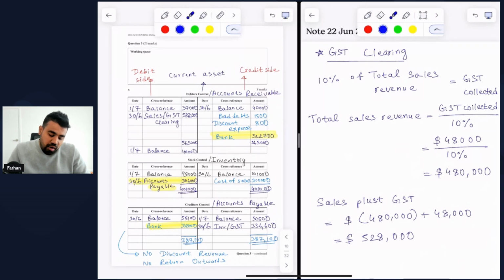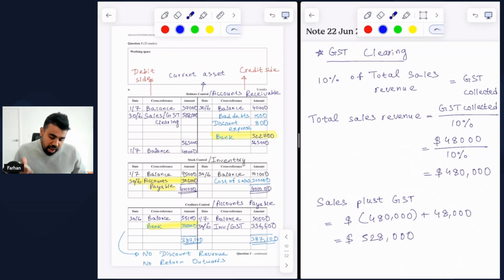you get $522,700, which is the missing figure that we refer to as the cash that we have collected from our accounts receivable during the year 2018. That is $522,700. So this cash we have collected refers to a cash inflow, which is what we are eventually going to be recording in the cash flow statement.